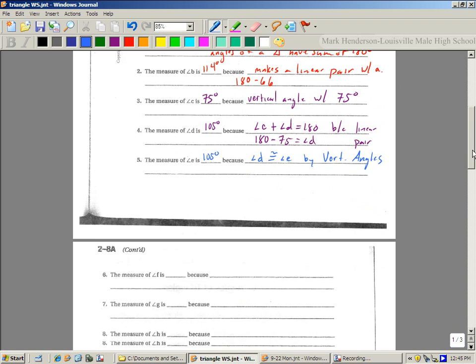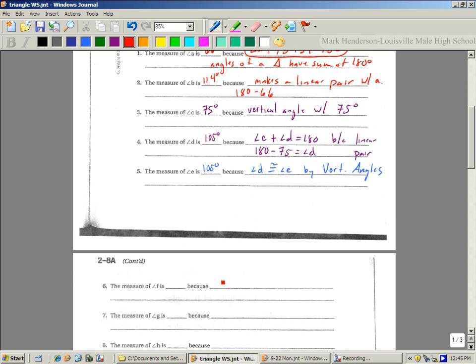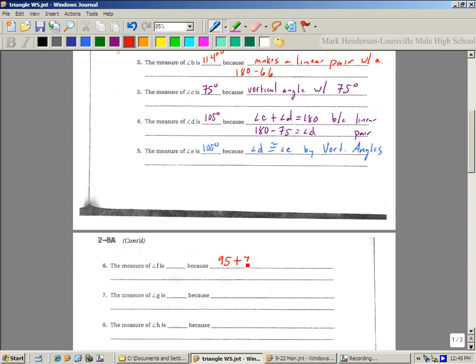So let's move on. Angle F is this angle up here. So we know that 95 plus angle C, which we already found is 75, plus angle F is 180. So that means 170 plus angle F is 180. So angle F is 10 degrees.